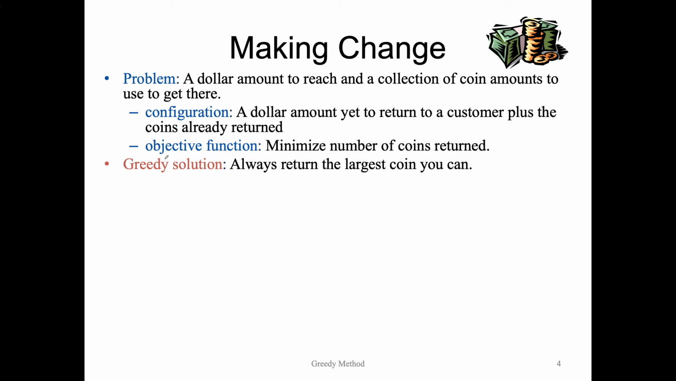So if you've ever made change before, then you've probably used a greedy method just intuitively without really thinking about it. So the idea here is that we have some dollar amount that we have to reach, and we have a collection of coins we can use, like pennies, dimes, nickels, etc. But in order to reach this dollar amount, we want to minimize how many coins we return. So if we had, let's say, $1.10 that we had to return, rather than returning 110 pennies, we would return a dollar bill and then a dime. So something which minimizes the number of coins that we get back.